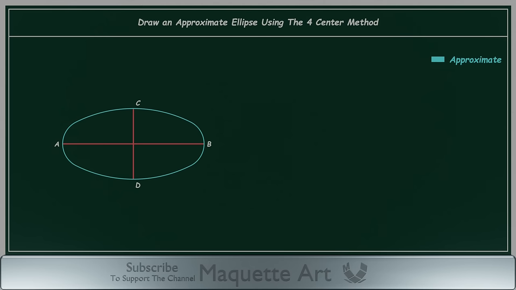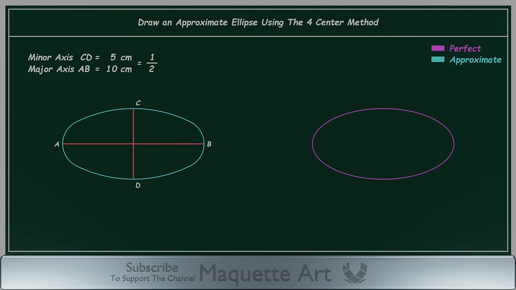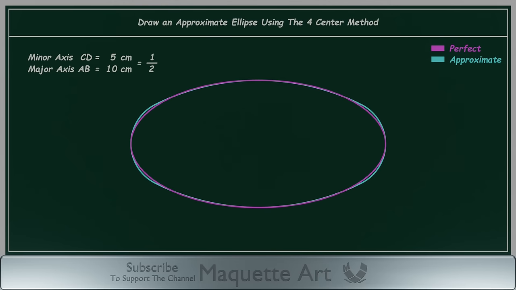In this ellipse, for example, the ratio between the minor axis to the major axis is 1 over 2. This means that the length of the minor axis is half the length of the major axis. This ellipse is a perfect ellipse, while this one is an approximate ellipse that was drawn using the four center method. When comparing them together, you can see that there is a slight difference in the curves of the approximate ellipse. I will refer to this difference as an error.